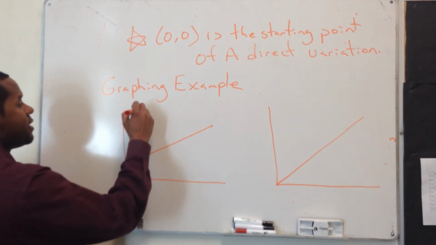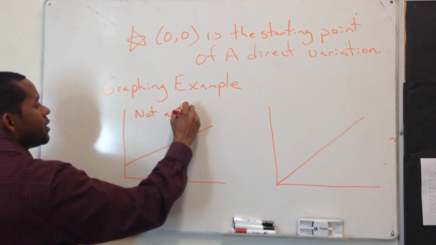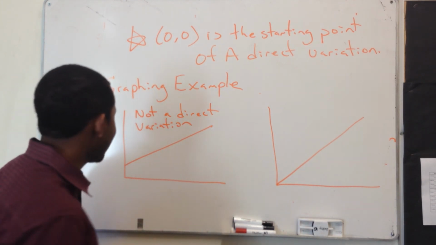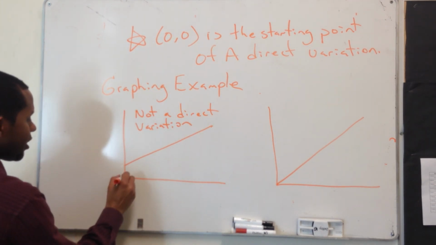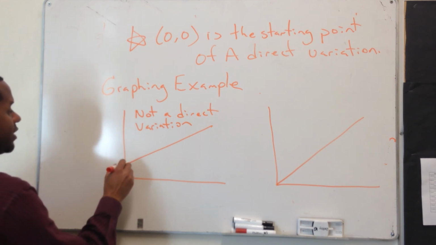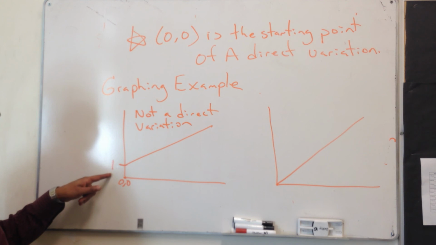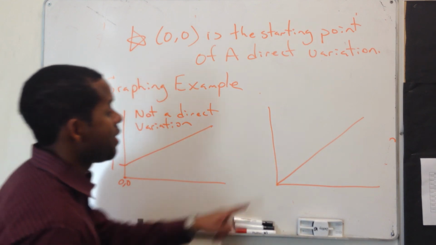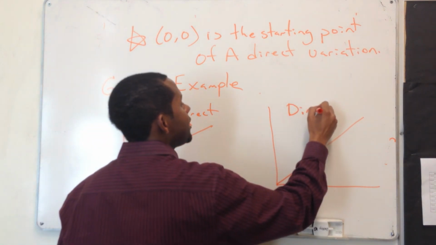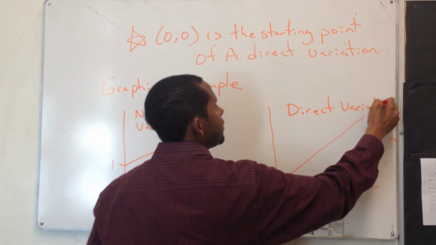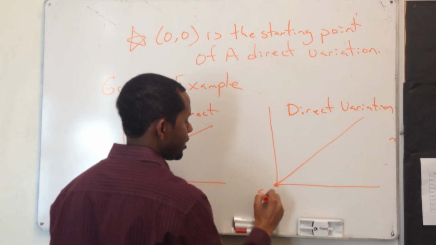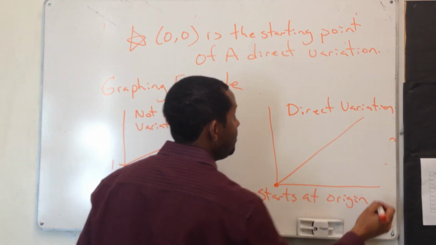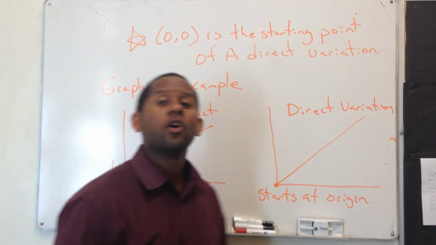This graph right here is not a direct variation. Why not, Mr. Bass? Because look at this. It doesn't start at 0, 0. It starts way up here. We'll call this 1. Okay? It's not a direct variation. It doesn't start at the origin. This one is a direct variation. It starts at the origin. Okay? So, there are your notes on direct variation.